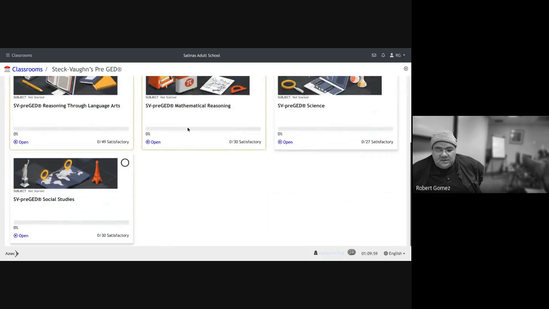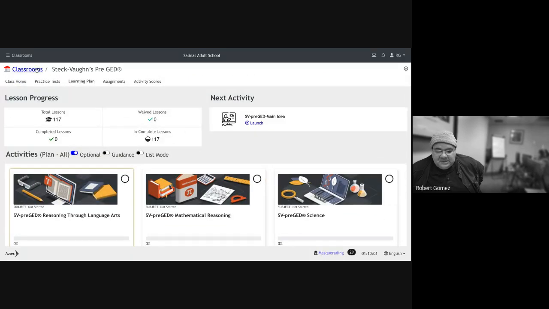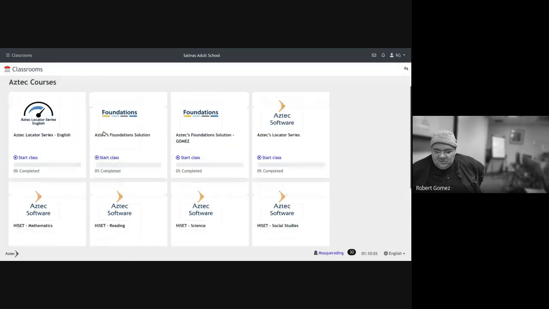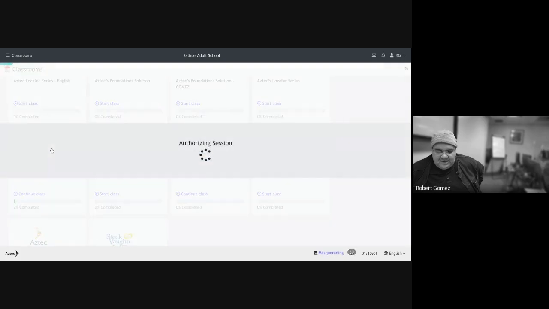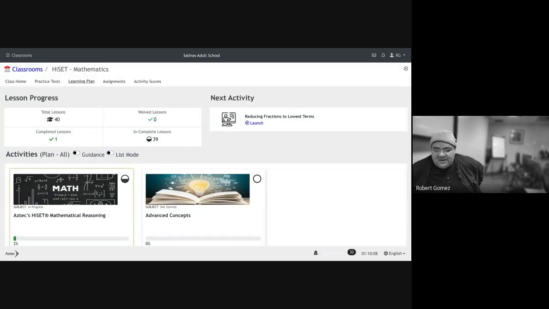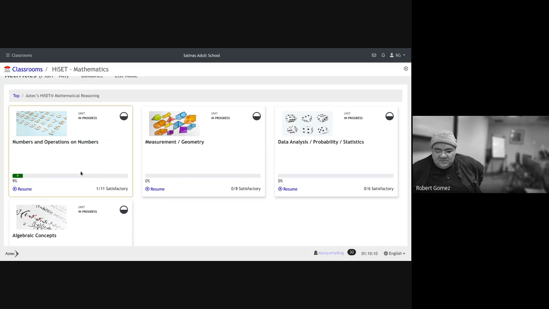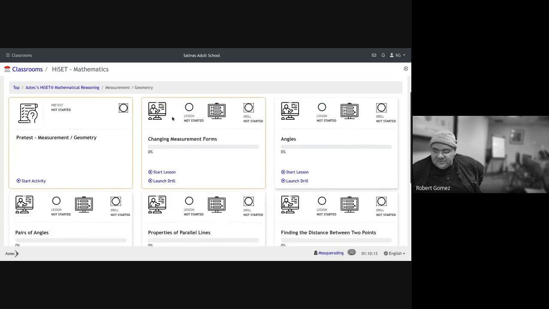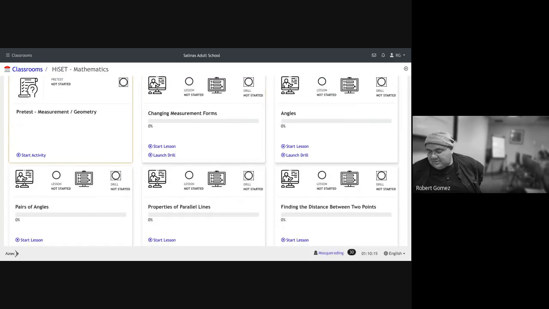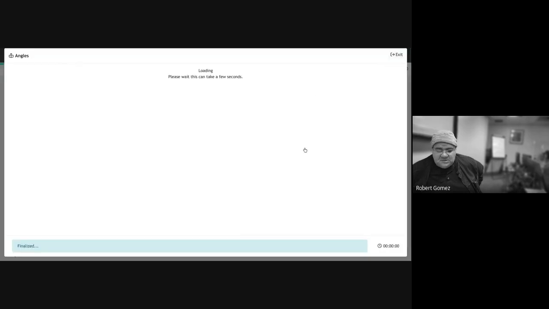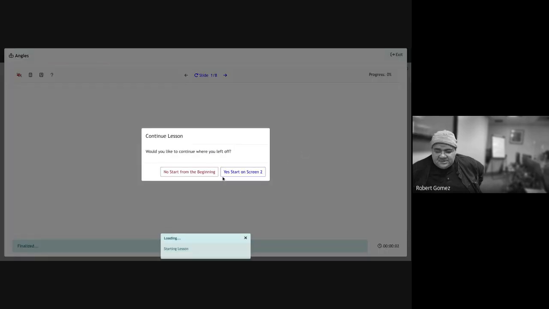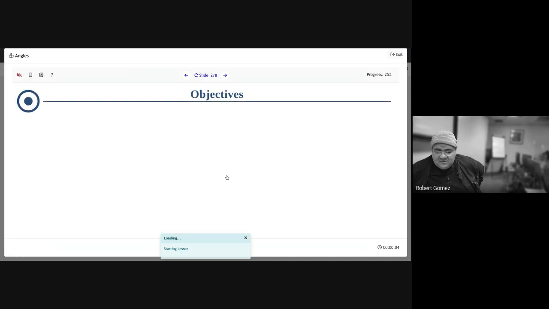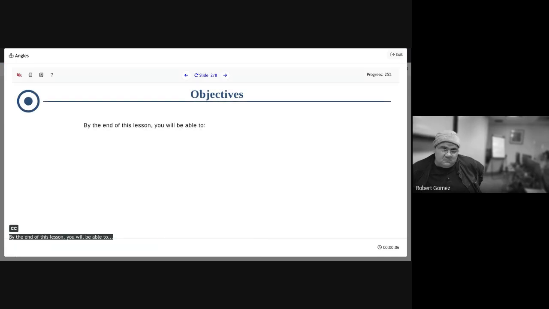So anyway, I'm going out of pre-GED and I'm going into HiSET math. So I'm going into the highest level here. I'm going to go into geometry, and we're going to look at angles today. We're at least going to start. We might finish it. The next couple of lessons are fairly short. Like this one on angles, this is only about 8 slides long.